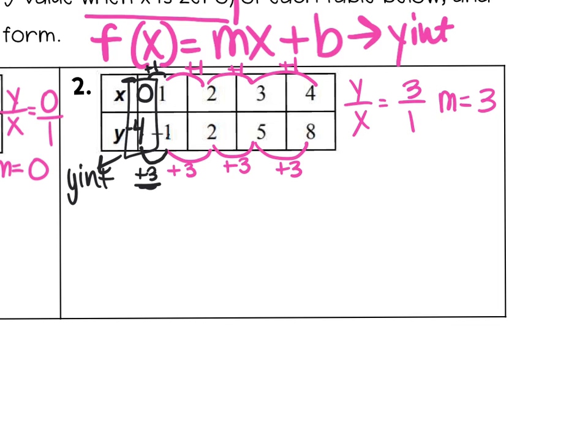Okay, and now let's write our equation. So it's function notation, so f of x equals, and my slope is 3, put my x, and then our y-intercept was -4, so I'm going to put -4.